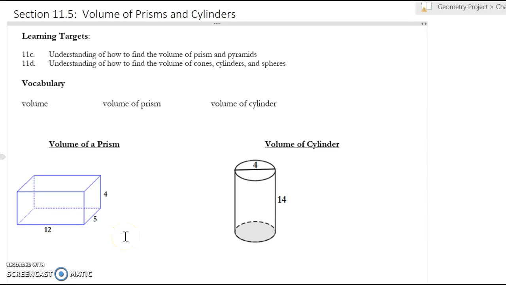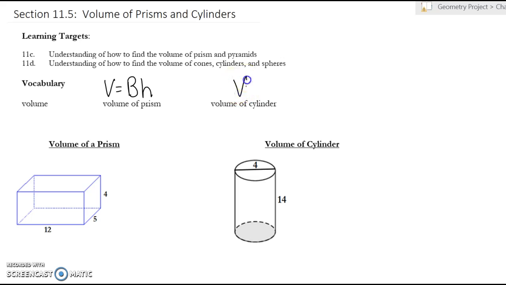Okay, so what we're working on right now is section 11.5, finding volume of prisms and cylinders. And so remember, volume is how much space you have inside of something. The formula for volume of a prism is the area of the base, so it's a capital B, times the height. The formula for a cylinder is the same thing because they have parallel congruent bases. It's the area of the base times the height.